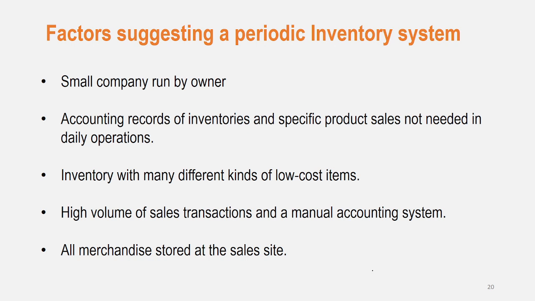In the next part, we want to discuss together the factors suggesting a periodic inventory system. The first factor is a small business run by its owners. For small businesses operated by owners, a periodic inventory system can be more practical. It simplifies inventory tracking and reduces administrative burdens, allowing the owners to focus on other aspects of running the business.